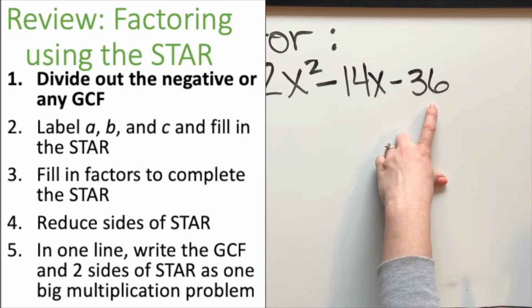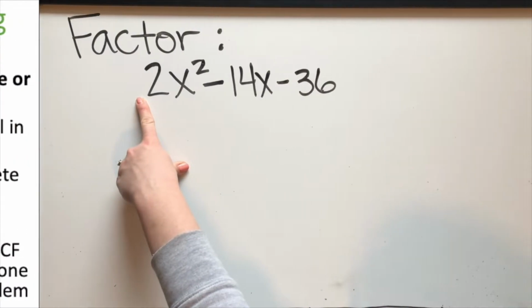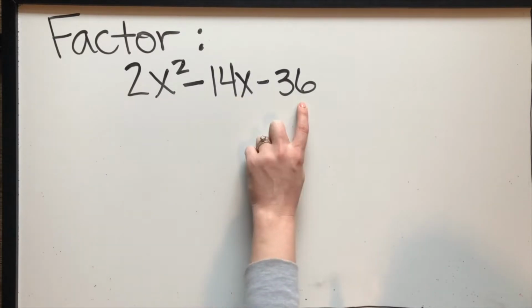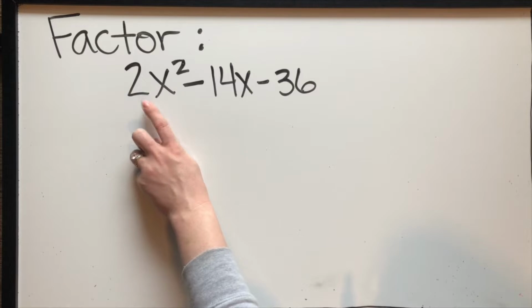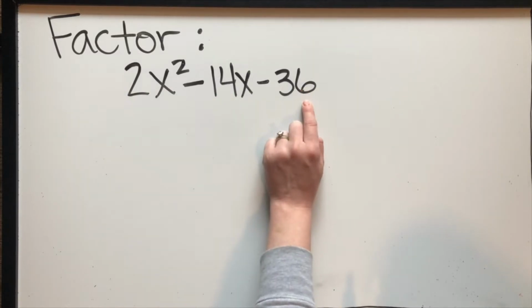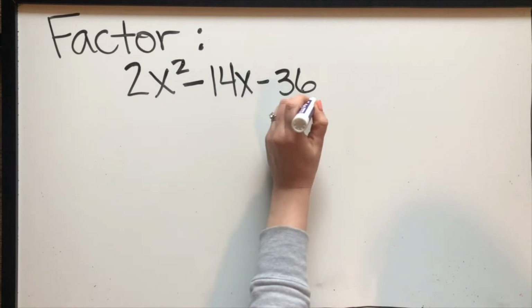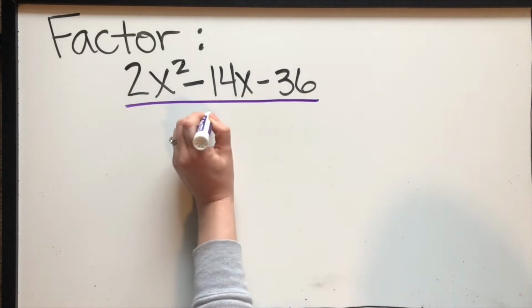So step 1 is to divide out a negative, but there's not a negative in the front, or to divide out any numbers or letters they all have in common. 2x squared, 14x, and 36, those all can be divided by the number 2. So I'm going to start this problem by dividing out their greatest common factor, which is 2.